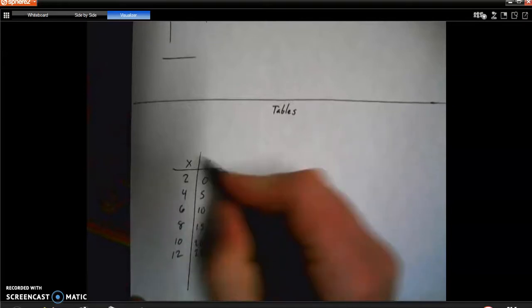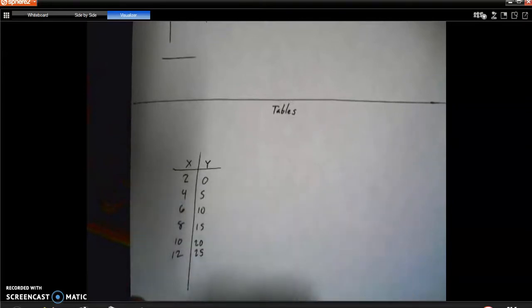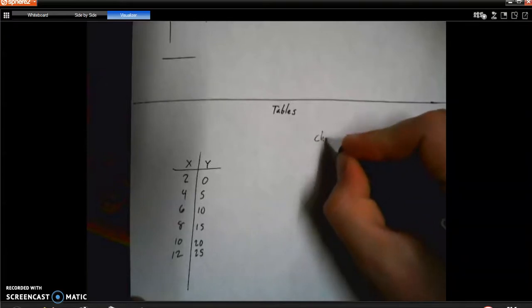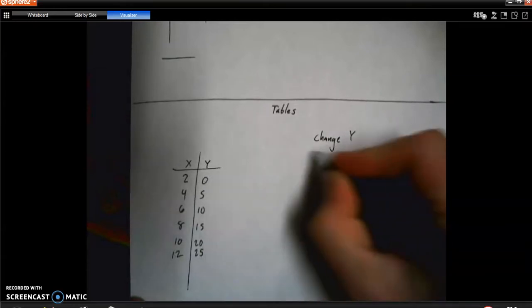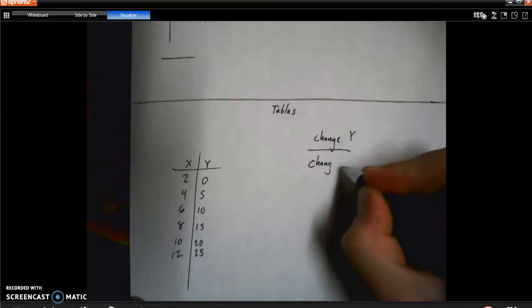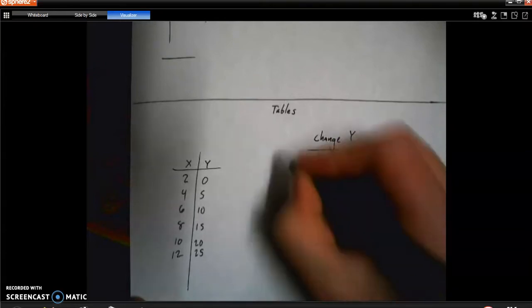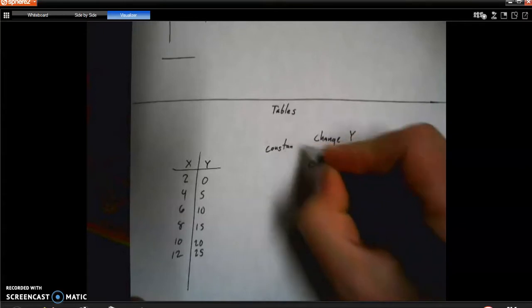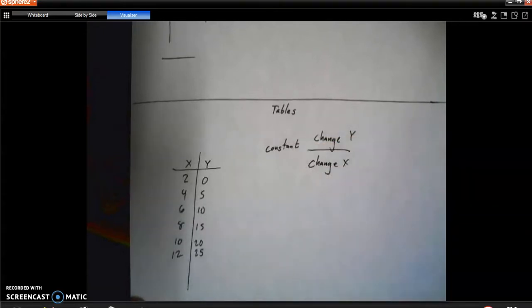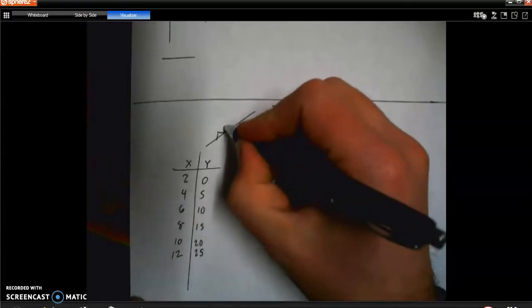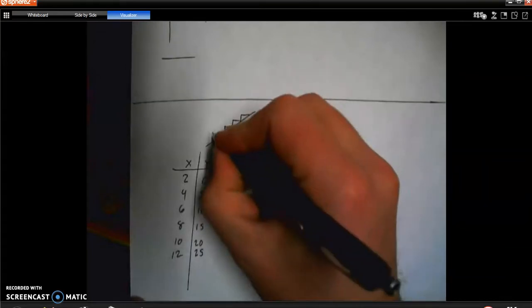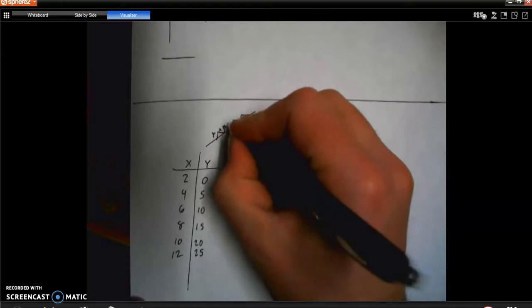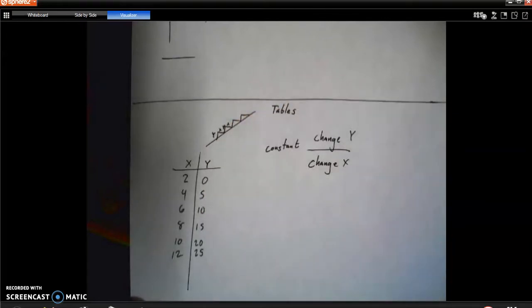Well, to understand if this is a linear function, we have to look at the change in y, the y-axis, over the change in x. Over the change in x, it has to be constant, meaning every time it does the same thing. Because in a straight line, you're going up and over and up and over the same every time, change in y, change in x. It has to be the same.